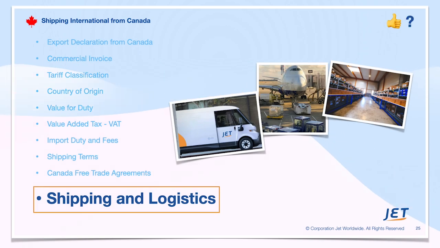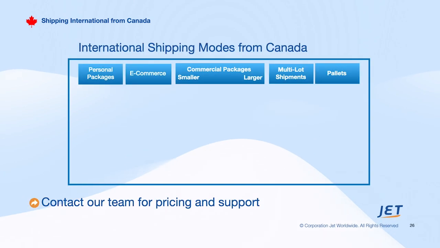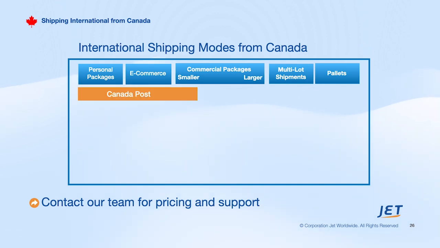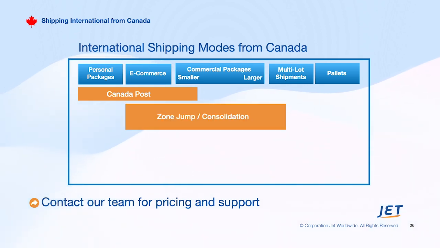Shipping and logistics. The best way or mode of shipping depends primarily on the size and weight of your consignment and shipping volume. Canada Post options are best for sending personal shipments and for the occasional e-commerce parcel. Large e-commerce volumes and business-to-business regular orders can benefit from consolidation and zone jumping processes direct to a specific country or region.